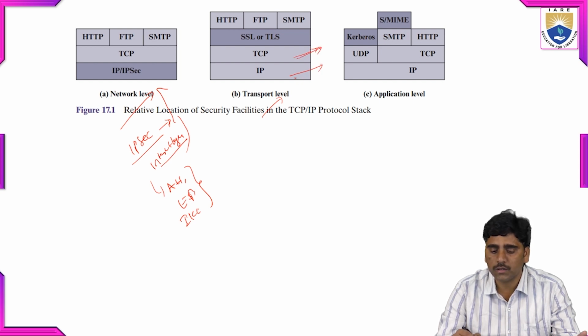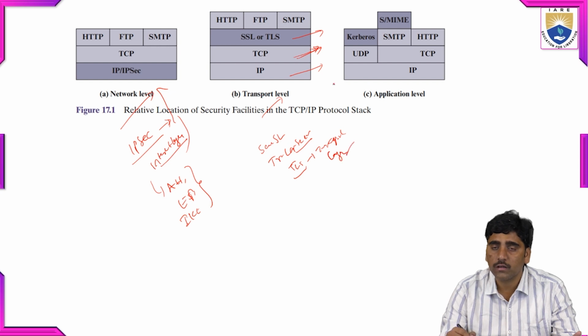Above this transport layer, we provide SSL, Secure Socket Layer, or Transport Layer Security. Because we provide security above TCP, we may call it TLS, a transport layer security. And the third approach is what?